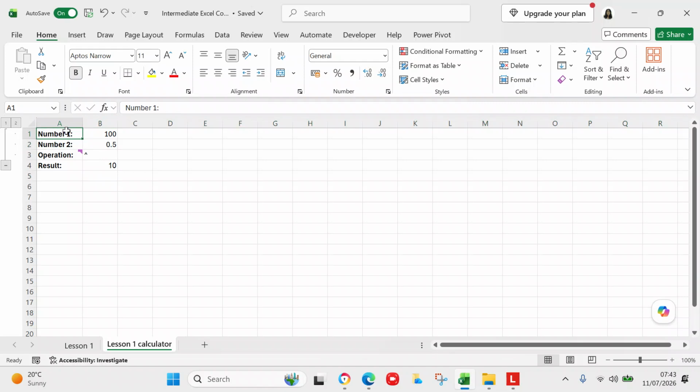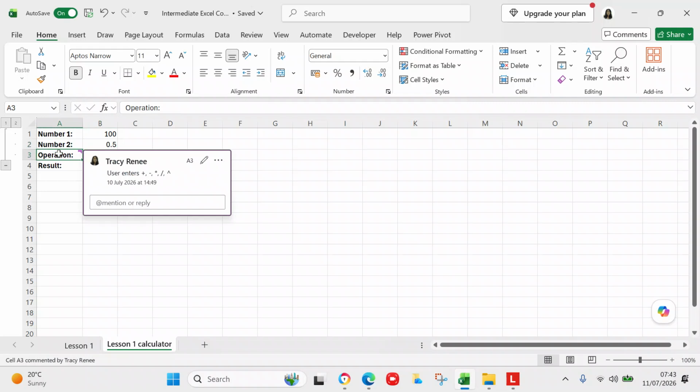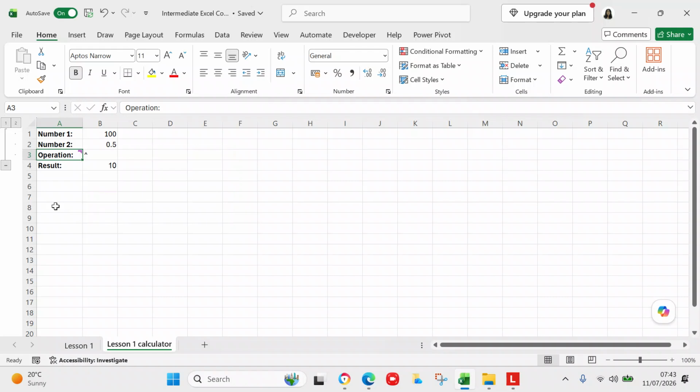So number 1 is column A1, and you're going to enter 100. Number 2 is column A2, and you're just going to put a number in there, 0.05. And then operation, and I put a comment in there. So operations can be plus, minus, multiplication, division, and exponents. That's the operation that you can perform in this really simple calculator that I've created.